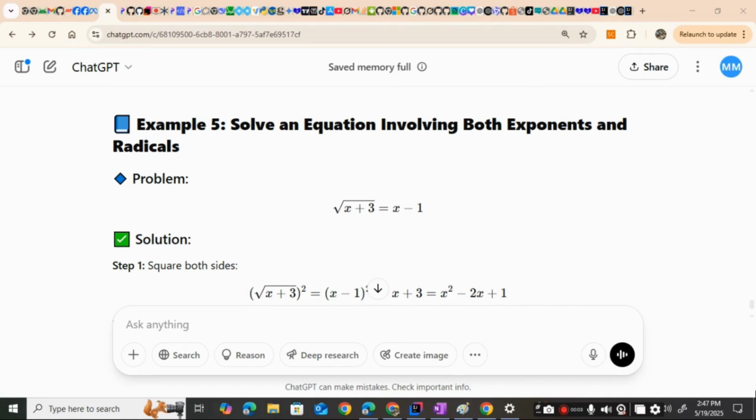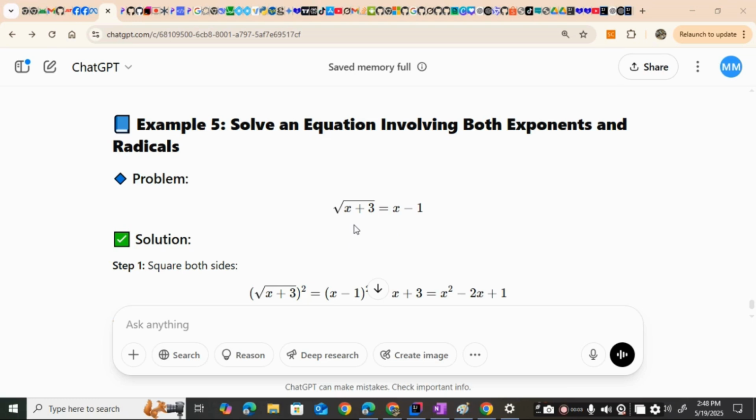Now, in the last series, we discussed all about linear and quadratic equations and how to extract the roots of these linear and quadratic equations. Now, we examine further expressions which involve both exponents and radicals. In order for me to demonstrate how we solve equations which involve exponents and radicals, let's try to solve this expression that's given to us by ChatGPT.